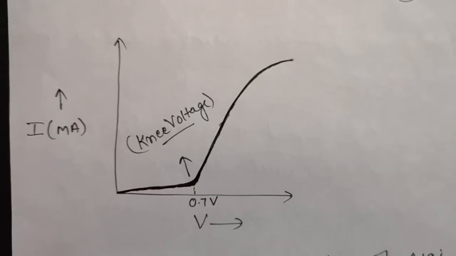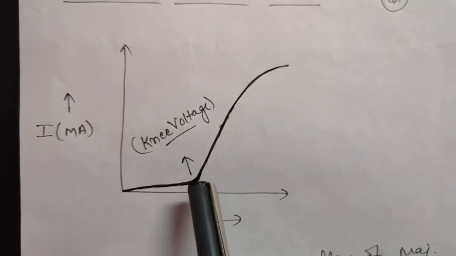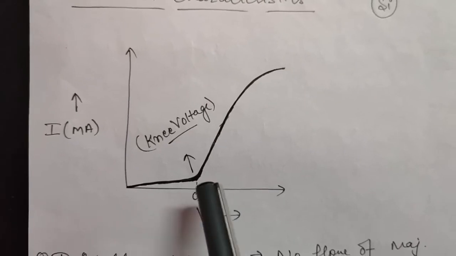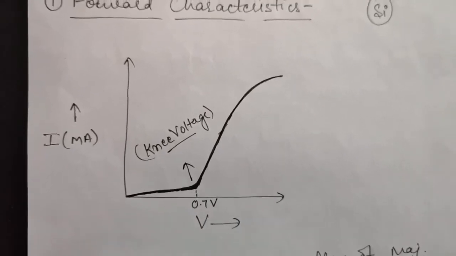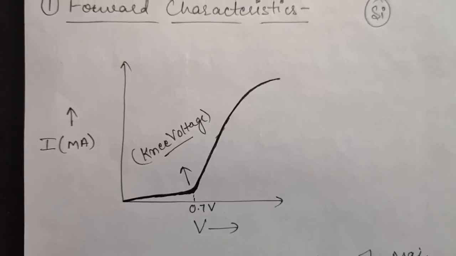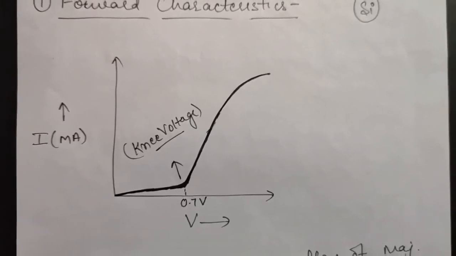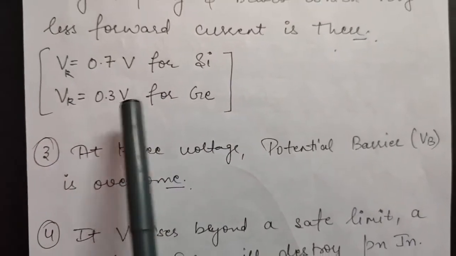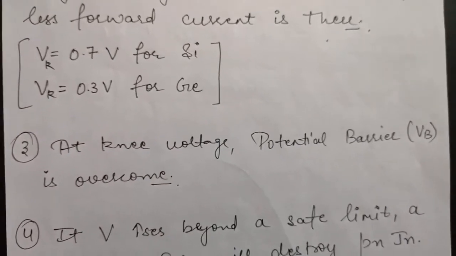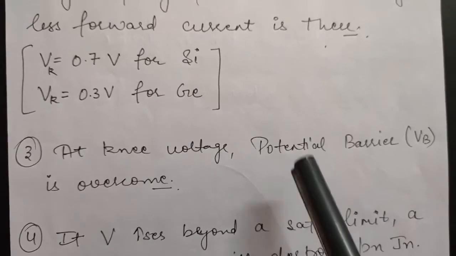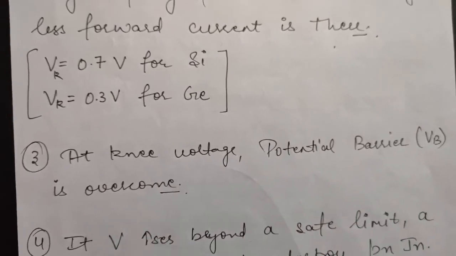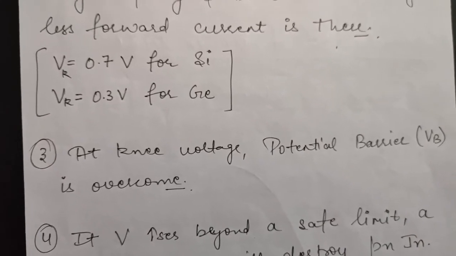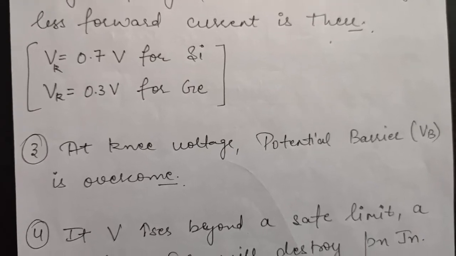As you can see, for silicon, after 0.7 a large current is flowing, but below 0.7 very little current flows. So 0.7 volt is the knee voltage for silicon, and for germanium the knee voltage is about 0.3 volts. I have written here that knee voltage is 0.7 volt for silicon and 0.3 volt for germanium. In other words, at the knee voltage the potential barrier VB is overcome, because only when the external voltage becomes more than the potential barrier can the flow of majority charge carriers take place, right?